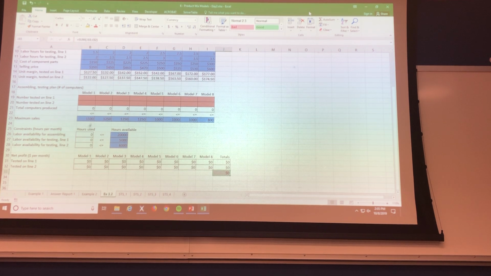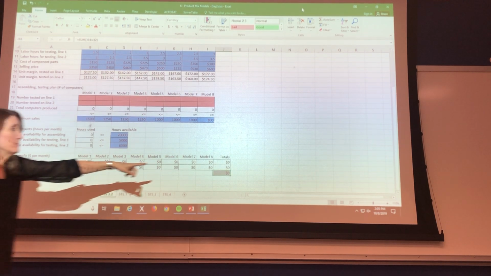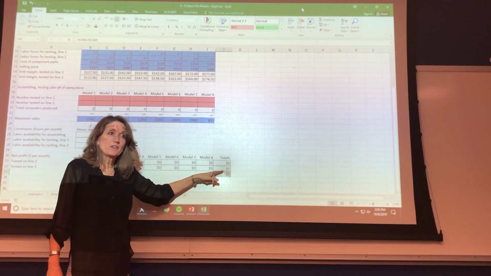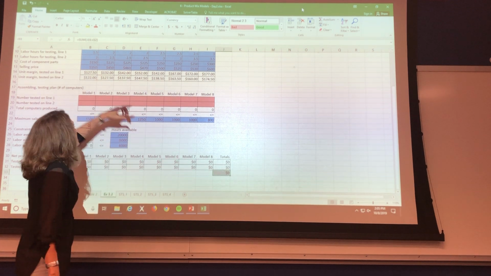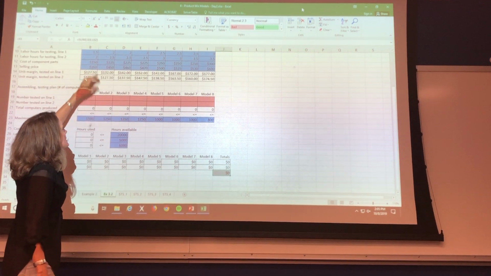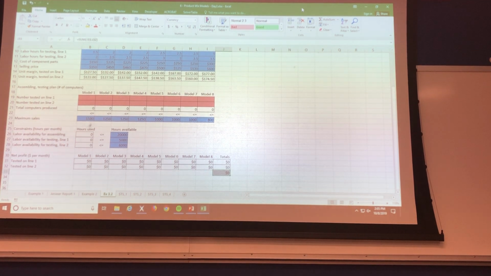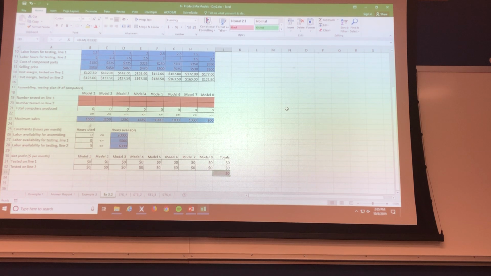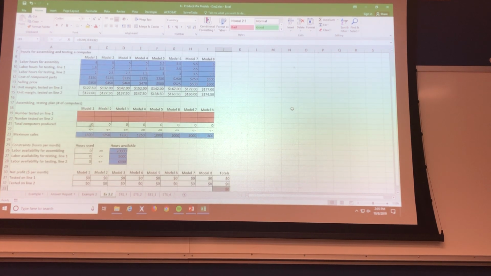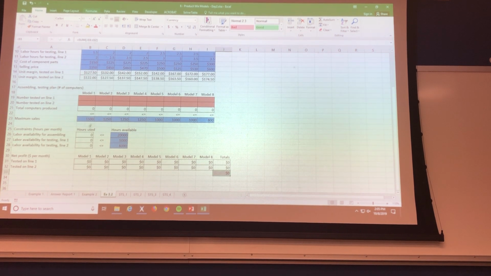Now, again, just so you know, we could have gotten this number right here with a sum product of these 2 ranges. So we could have gotten it that way. We didn't, that's not the way they structured the model, so we dragged it out. All right, so everybody's got all this in, everything's ready now at this point for us to solve it.